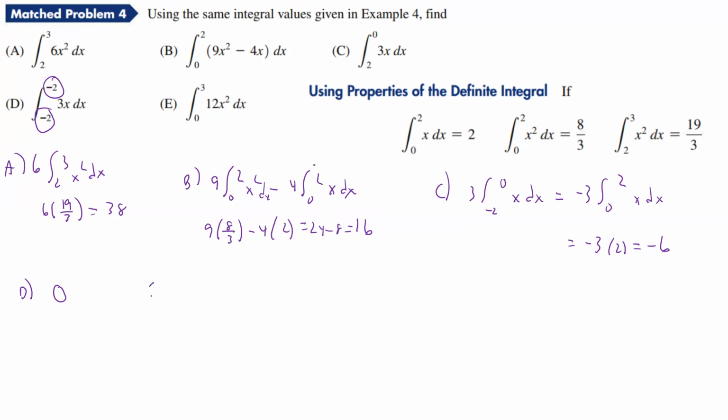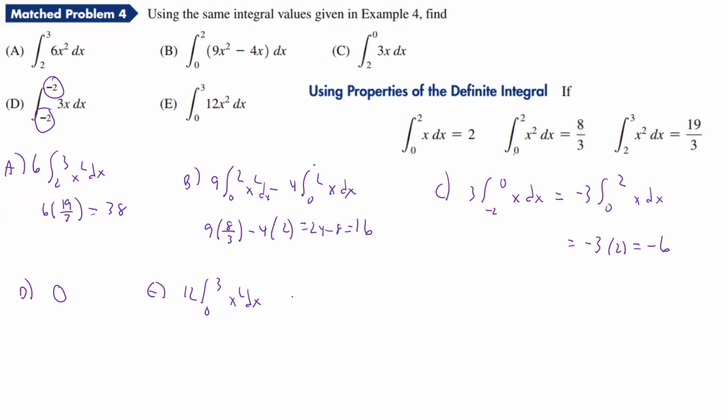All right, so E, 0 to 3, we can pull out that 12, x squared dx. All right, so what are we going to do here? Well, 0 to 3, well, we've got a 0 to 2, and we've got a 2 to 3. So maybe what we can do is go from 0 to 2, and we have one piece. And then we can go from 2 to 3, and we have our second piece. Okay, so let's do that.